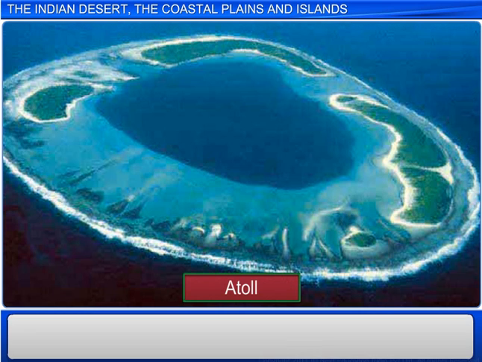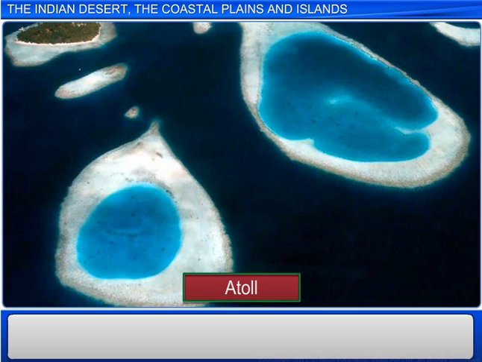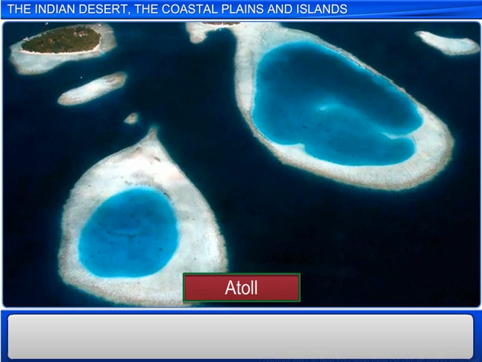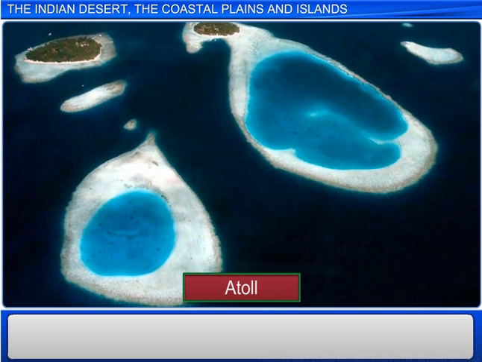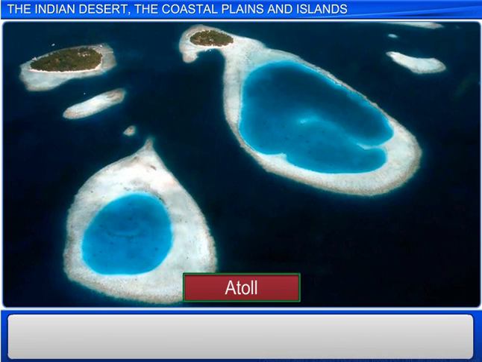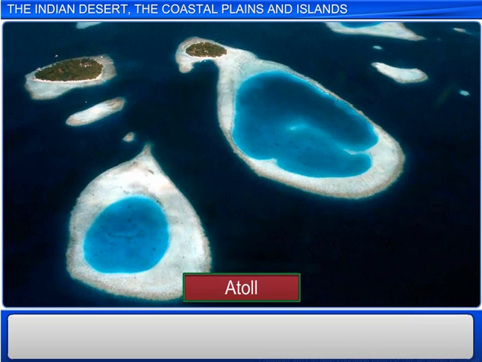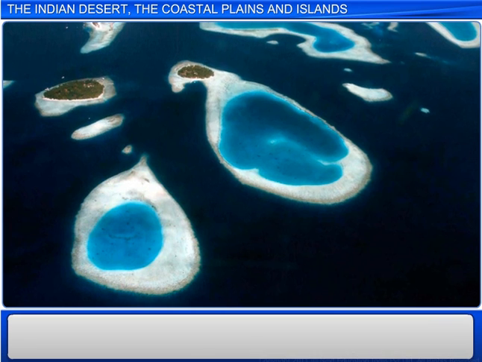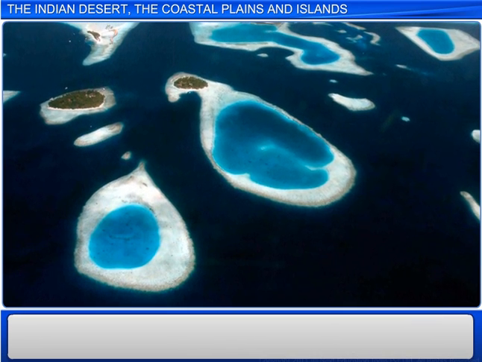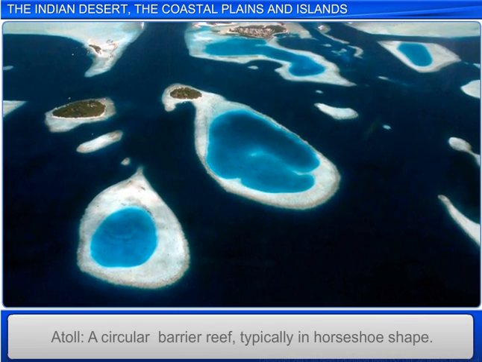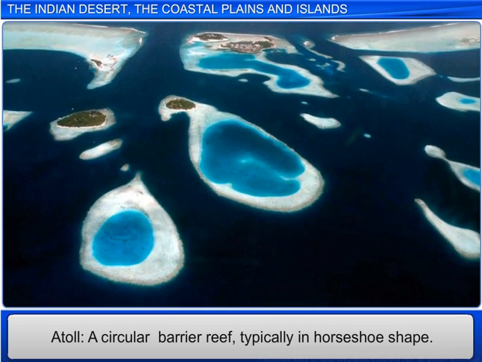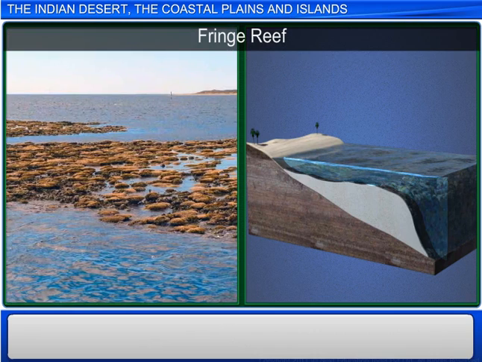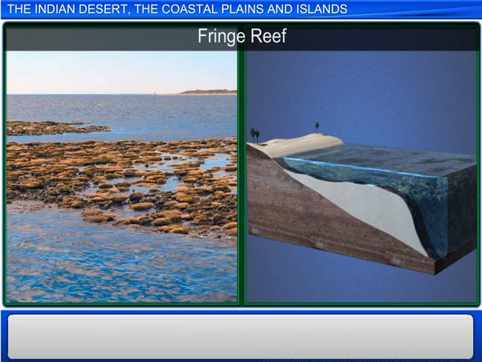An atoll, on the other hand, is a circular barrier reef. There is no central island, and the reef extends all the way around the lagoon, forming the shape of a horseshoe. Here is a view of the coral atolls in the Maldives, in the Indian Ocean. A fringe reef is one that is directly attached to a shore.